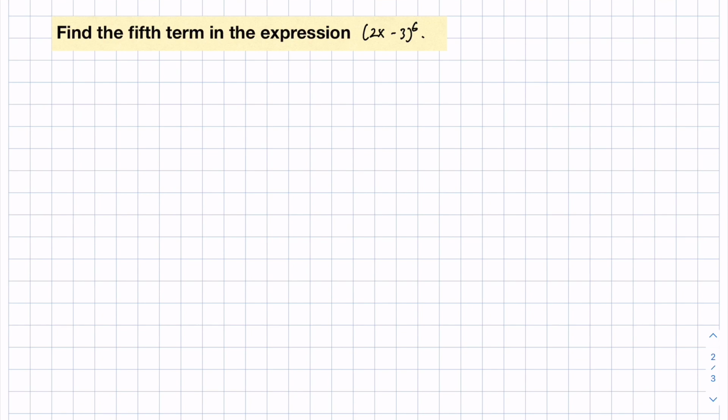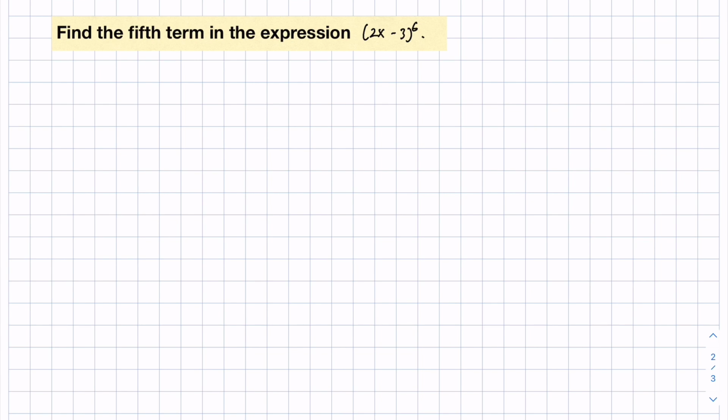You might be asking, why do we need to use the binomial theorem? Wouldn't it be so much easier if we just expand the entire thing? It would be, multiplying it out and expanding it would be much easier if you want to expand it, that is. But let's say that we want to find the fifth term in the expression (2x - 3)^6.